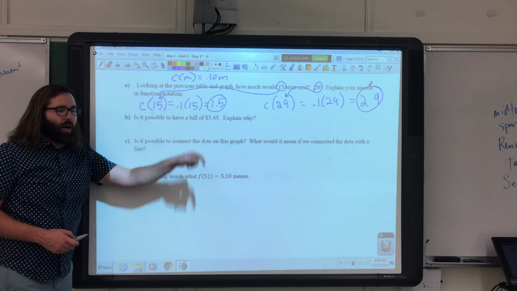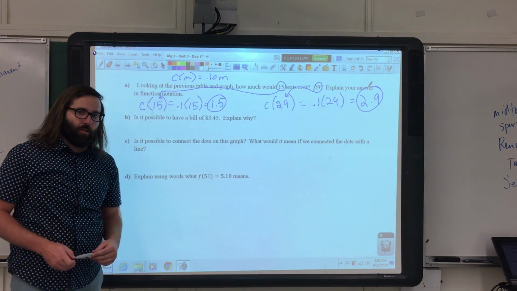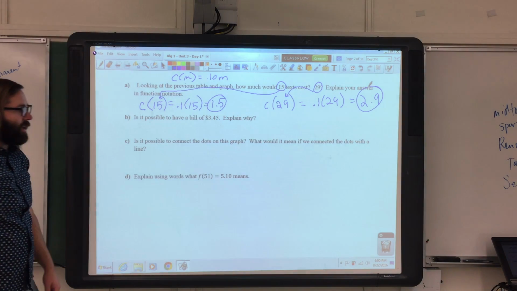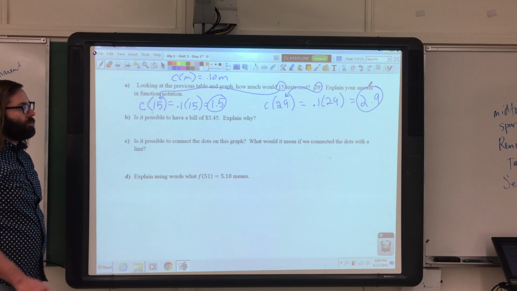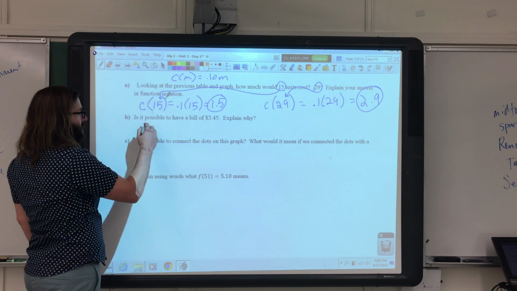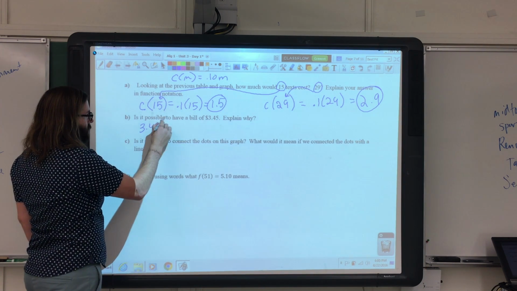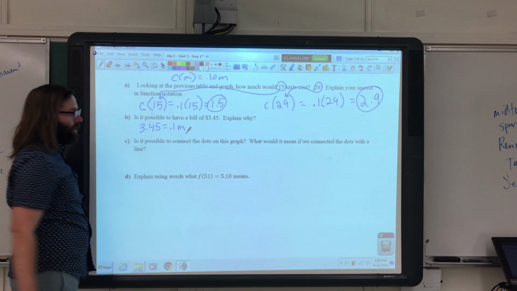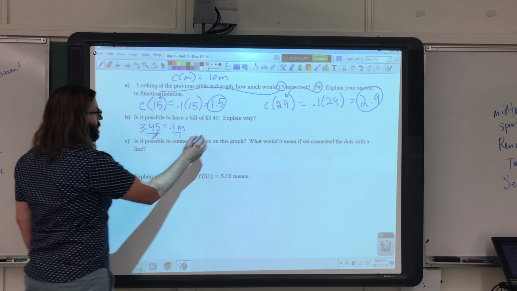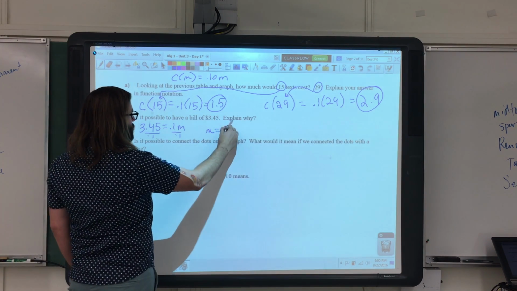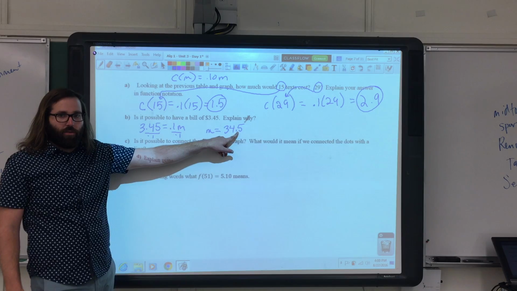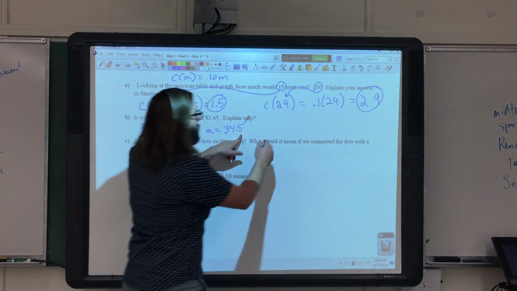Let's think about this. Is it possible to have a bill of $3.45? Okay? Can you have $3.45? If you can't see this right away, what you can do is you can set your cost, you know it's $3.45 equals 0.1 m, and solve for m. To do that, you would divide by 0.1. You get m is equal to 34.5. Can you send half messages? No, so this is not possible.